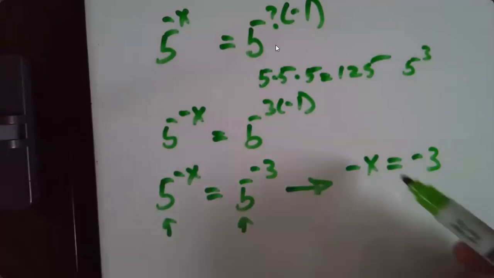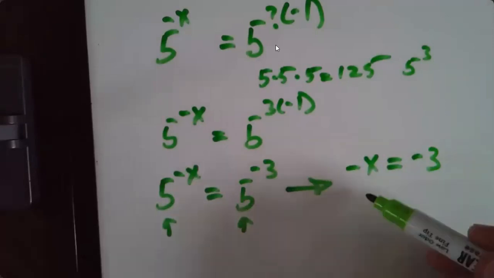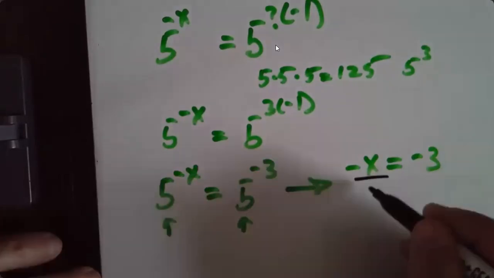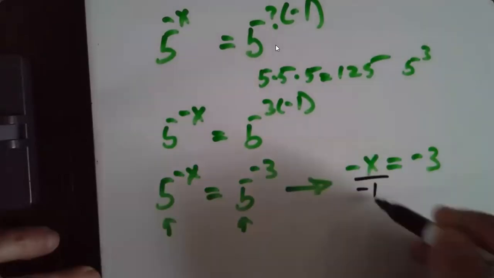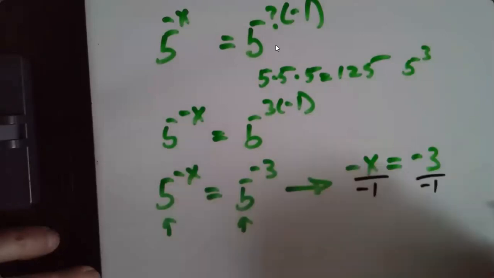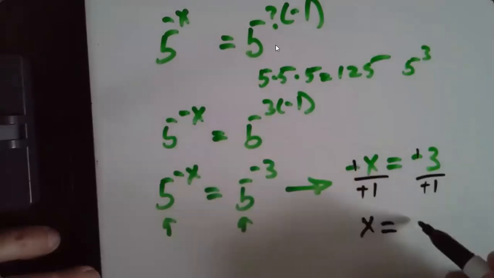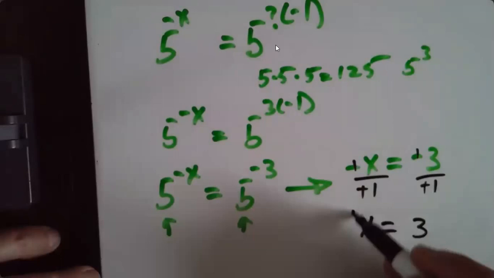But this x is not isolated completely. So we have to divide both sides. We can either multiply or divide by negative 1. I like to divide by negative 1. So negative divided by negative is positive. Negative divided by negative is positive. So we get x equals a positive 3. And that's our answer.